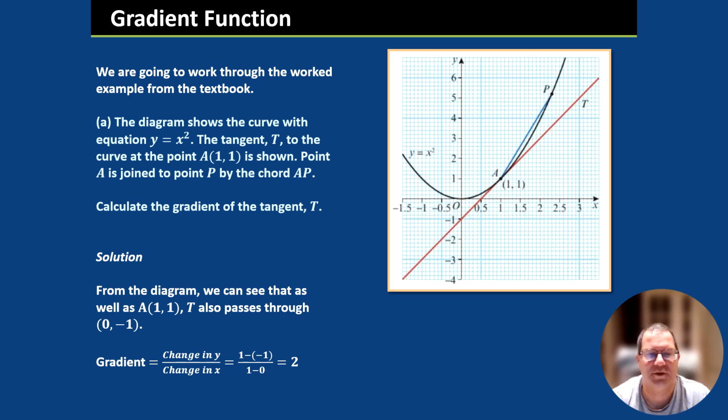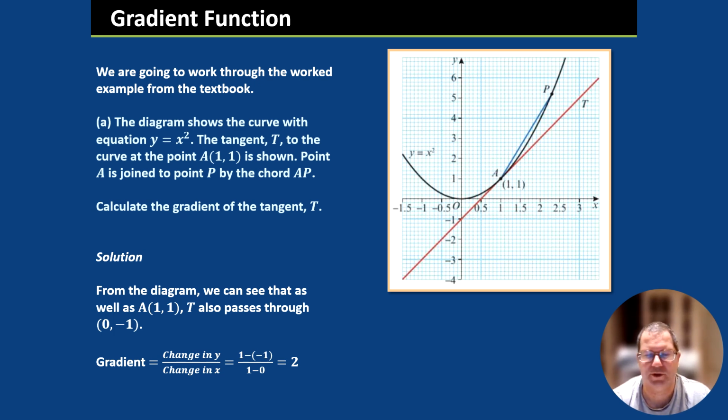So part A says: the diagram shows the curve with equation y equals x squared. The tangent t to the curve at the point A, given by (1, 1), is shown. Point A is joined to point P by the chord AP. Calculate the gradient of the tangent t.